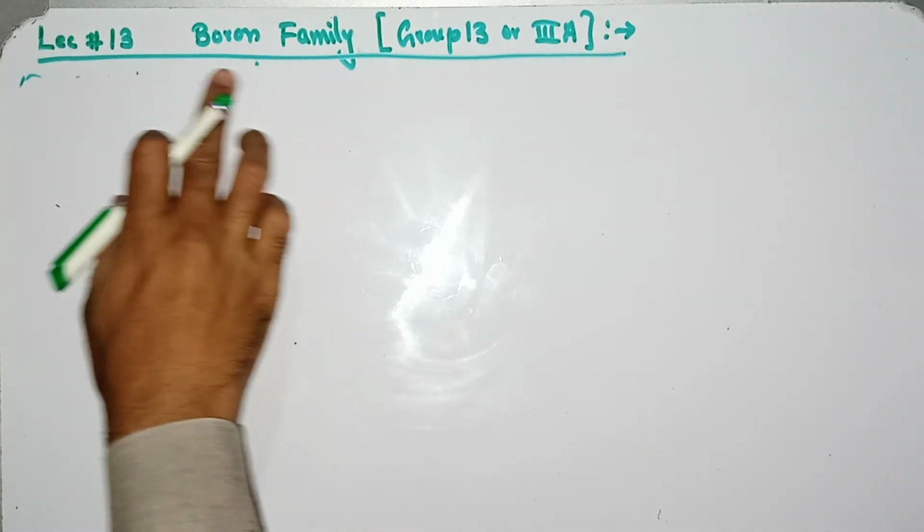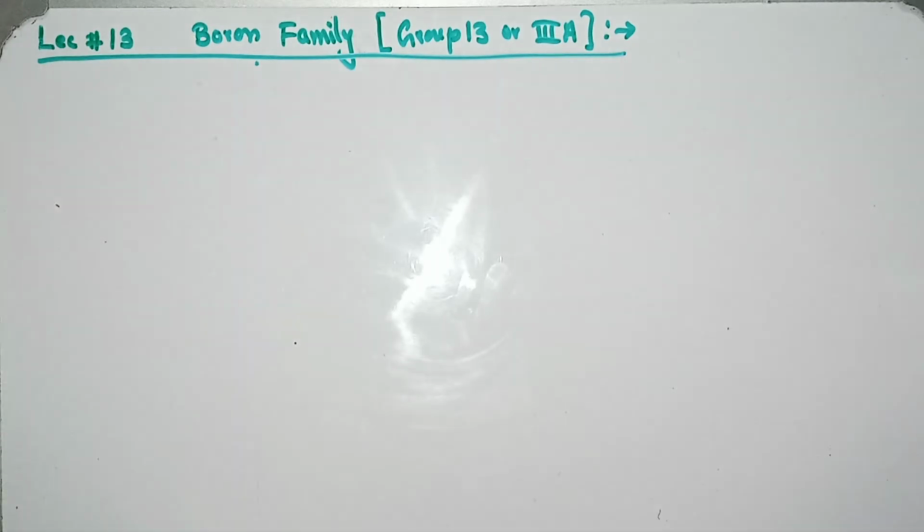Today is lecture number 13 of the Boron Family, that is Group 13 or 3rd A. In the previous lecture I already explained the compounds of boron. I explained boron trioxide, one compound of boron, and also borax, also called sodium tetraborate pentahydrate, which has prismatic forms. So these are the kinds of borax.